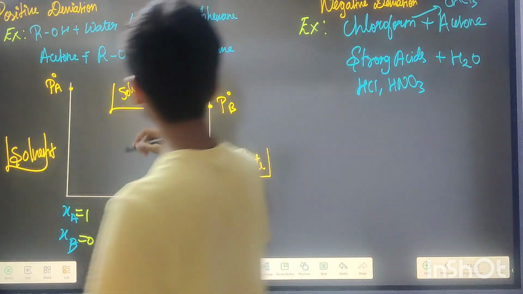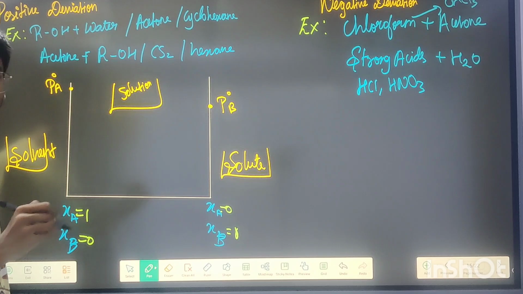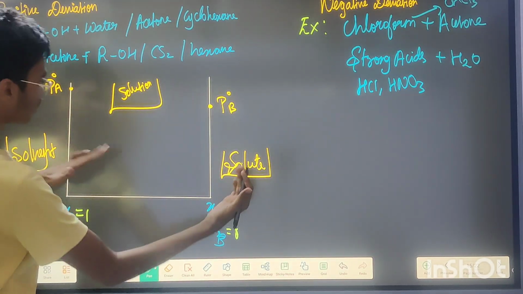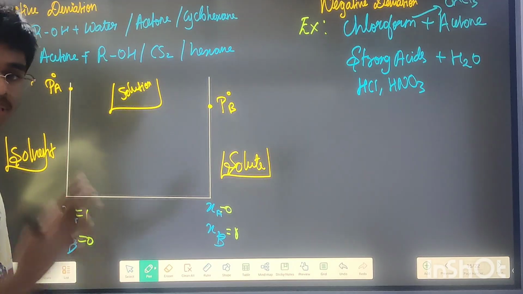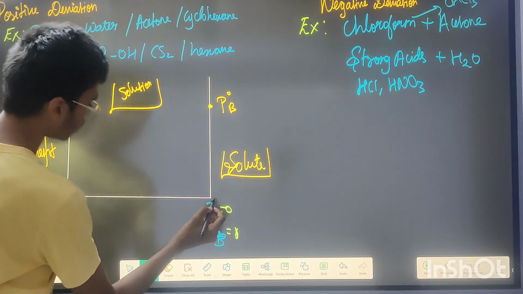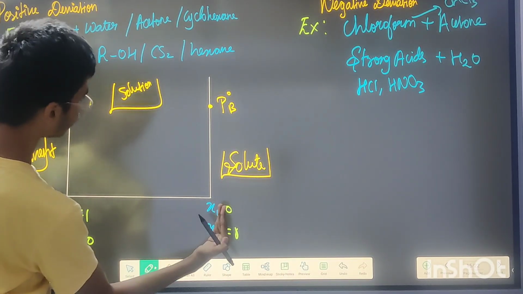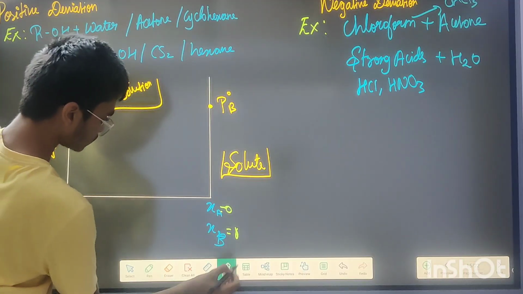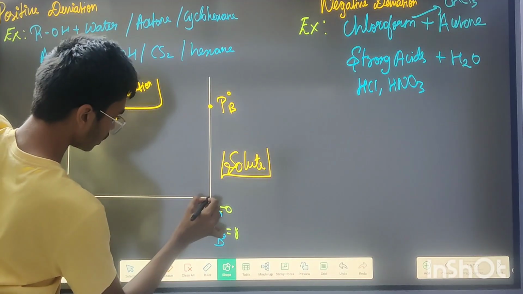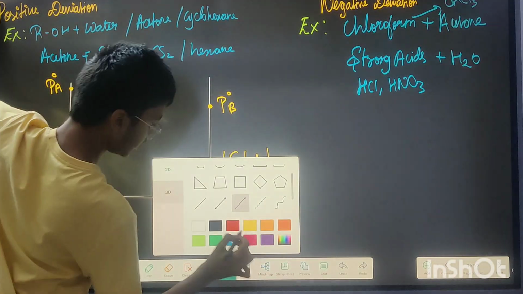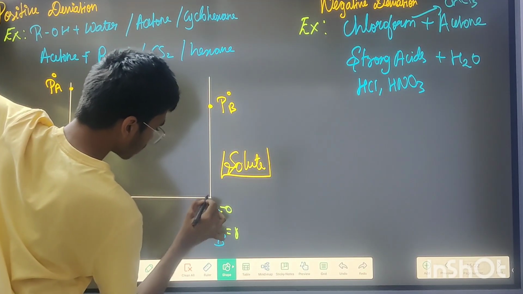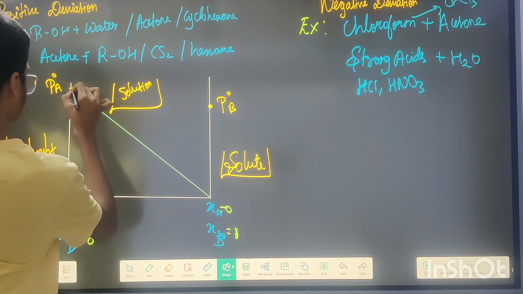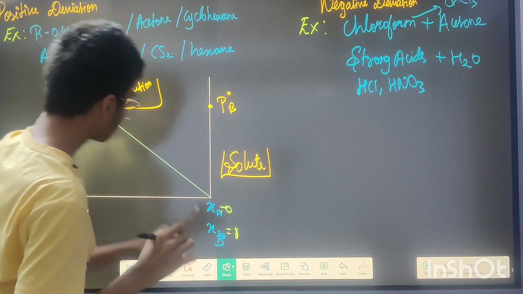Okay. Now what you're doing is, this center part is the solution. That means you are mixing this and mixing this. So that means this B will be mixed to A, right? So automatically you are going to get this one's pressure like this, and this one's pressure like this.